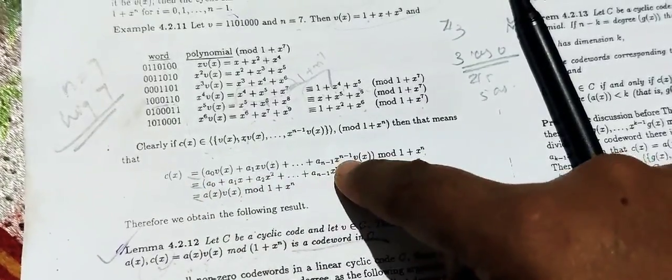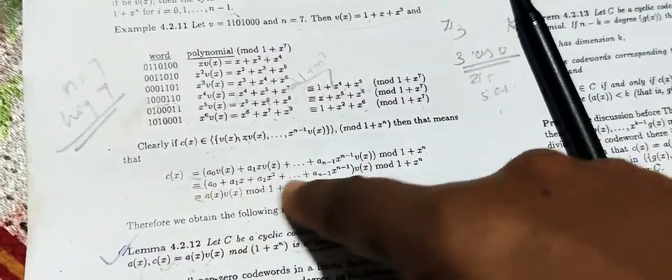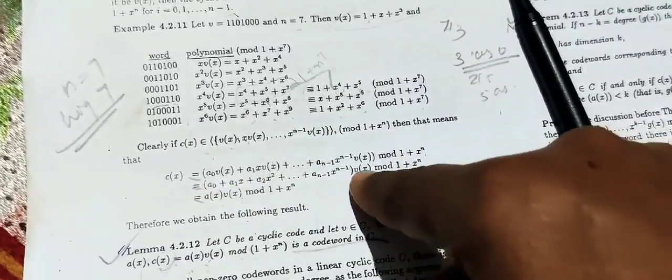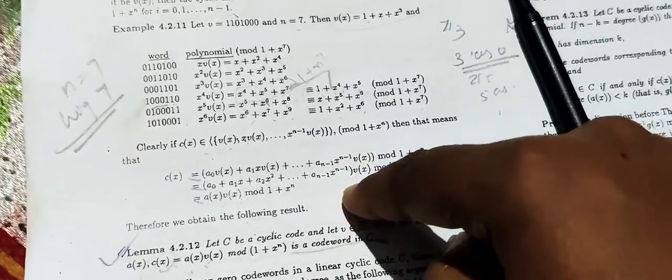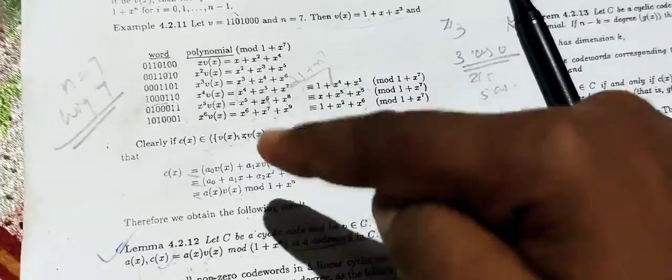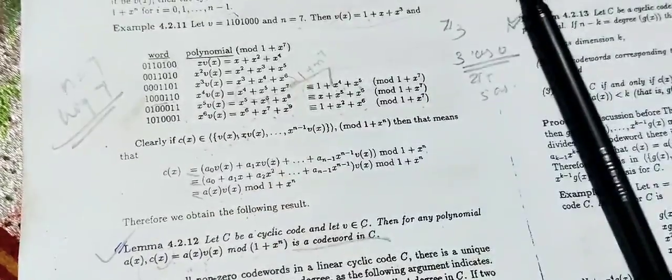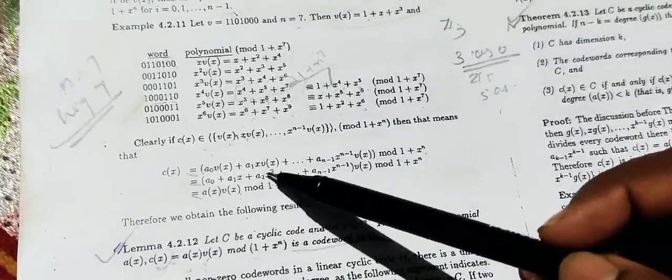a_{n-1} x^{n-1} v(x) mod (1 + x^n), which is congruent to this. v(x) is a common element. Take it outside. So we get a(x) v(x) mod (1 + x^n). So c(x) is the same as this one.